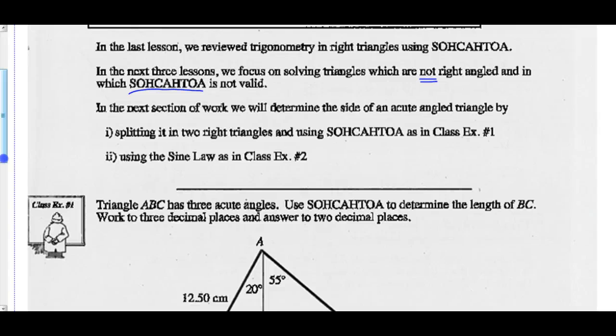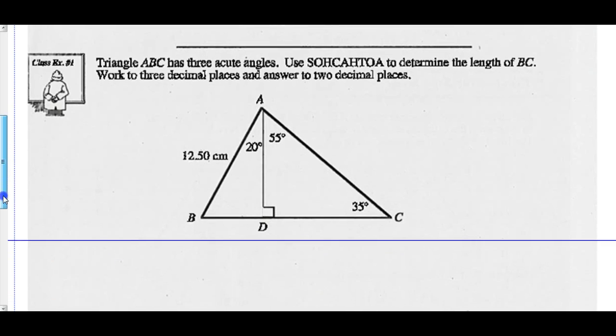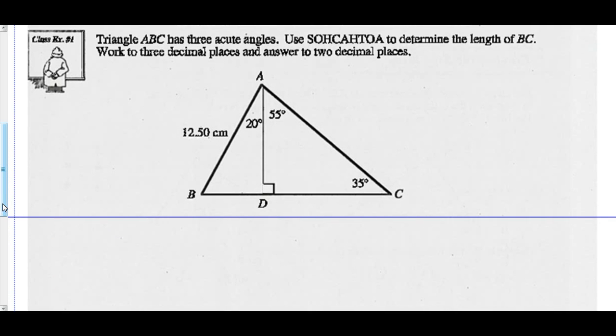In the next section we're going to determine the side of an acute angle triangle by splitting it into two right triangles, and then we can use our primary trig ratios. And in example 2, we're going to use the sine law. So example 1. Triangle ABC has three acute angles. We're going to use primary trig ratios to determine the length of side BC. Work to 3 decimal places and answer to 2 decimal places.